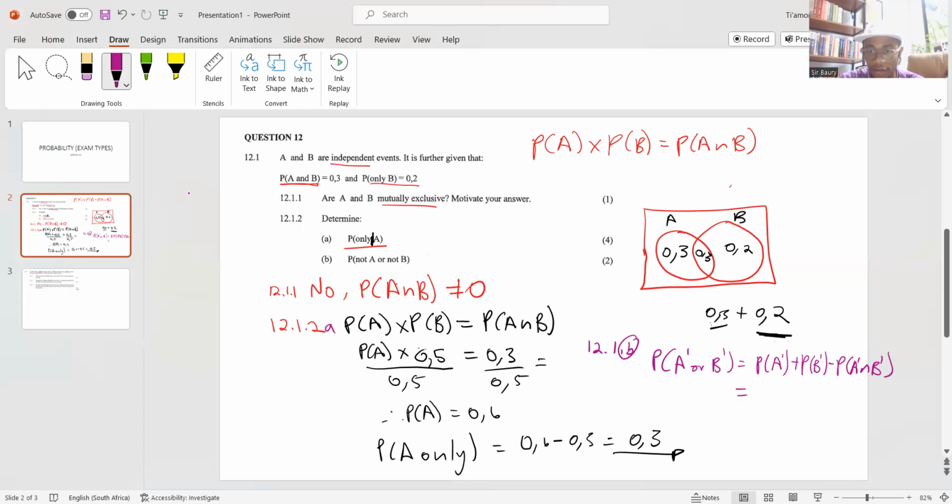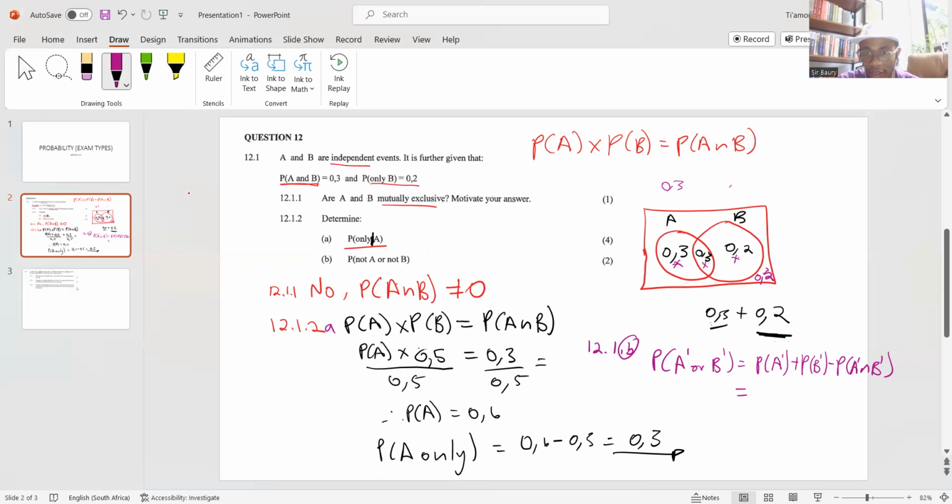So let's look at the probability of not A. The Venn diagram is not complete. Remember all these values. If I add 0,3, this one, and this one, and this one, and whatever is remaining here, I must get 1. So 0.3, 0.6, 0.8. So what's missing here is 0.2. Now my Venn diagram is complete. Everything else gives me 1.